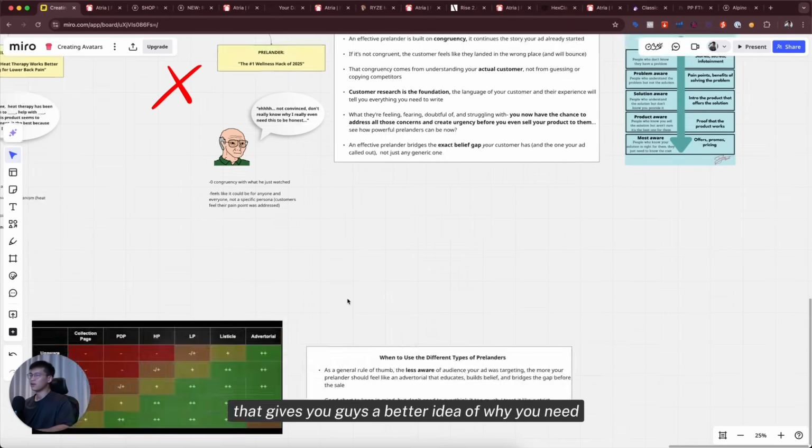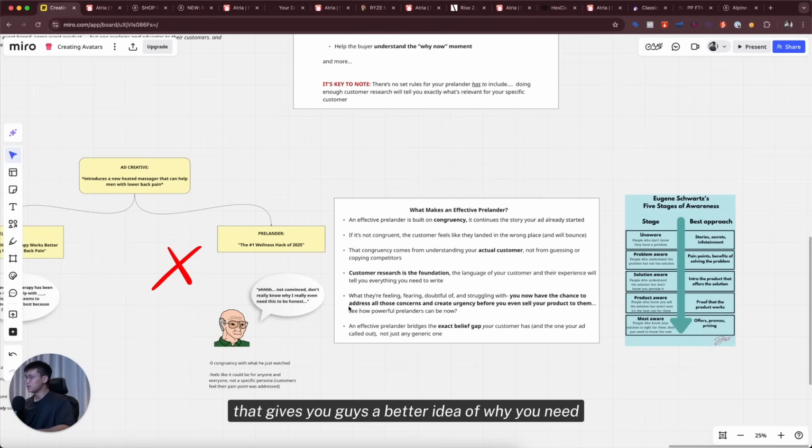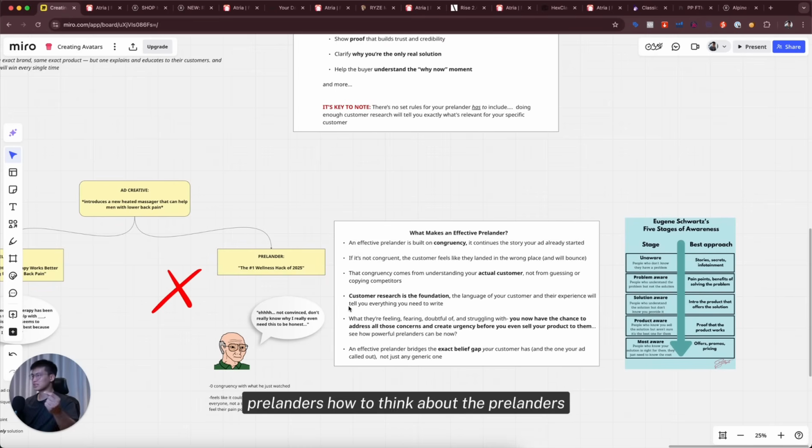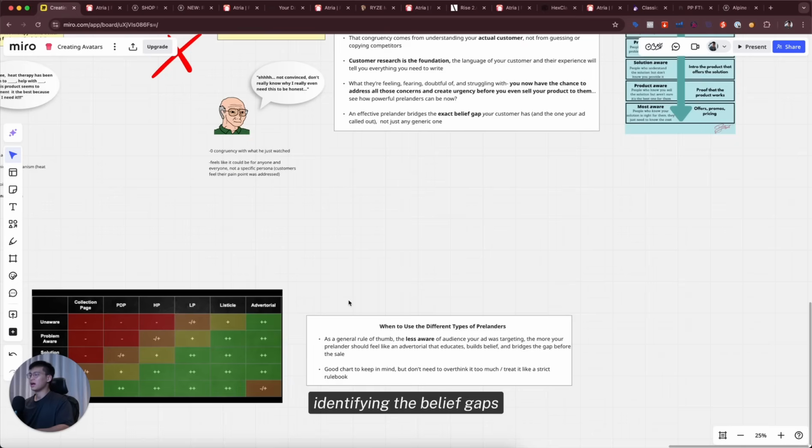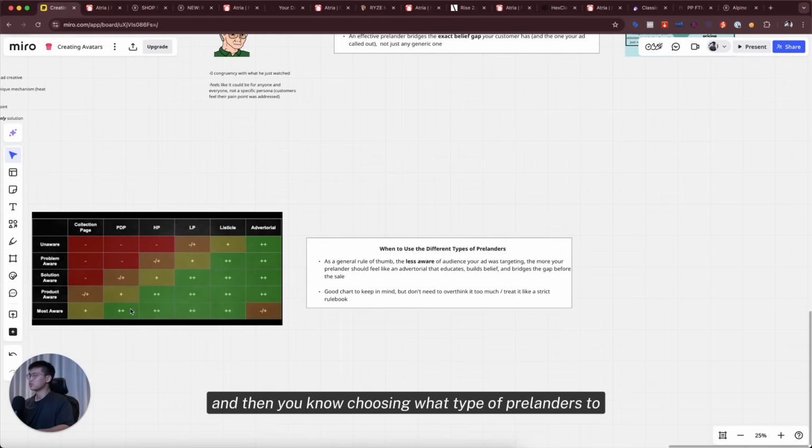Hopefully that gives you guys a better idea of why you need Prelanders, how to think about Prelanders, identifying the belief gaps, and then choosing what type of Prelanders to create.